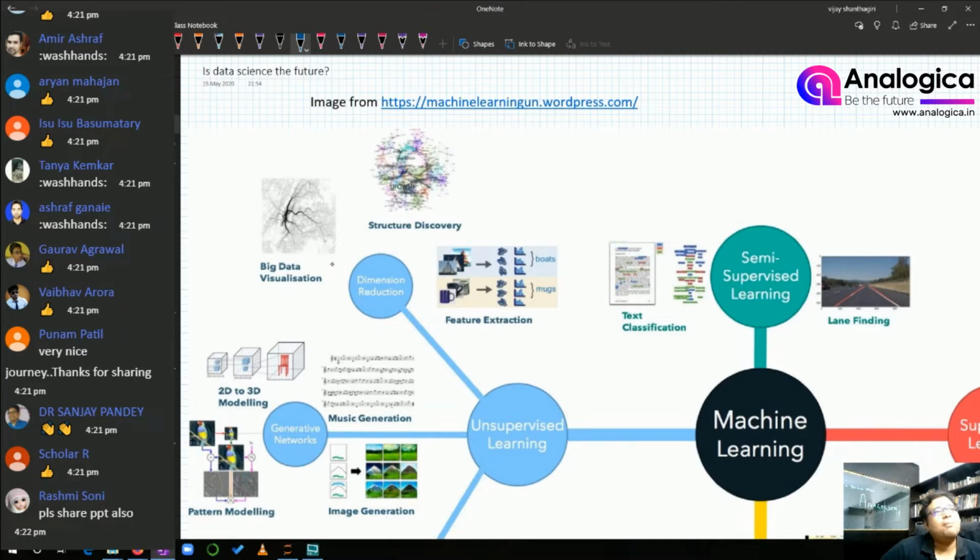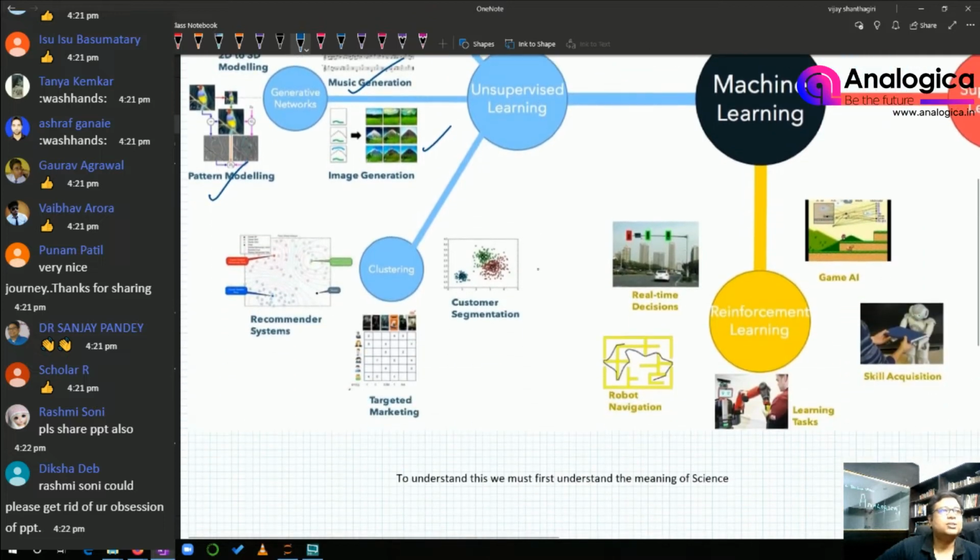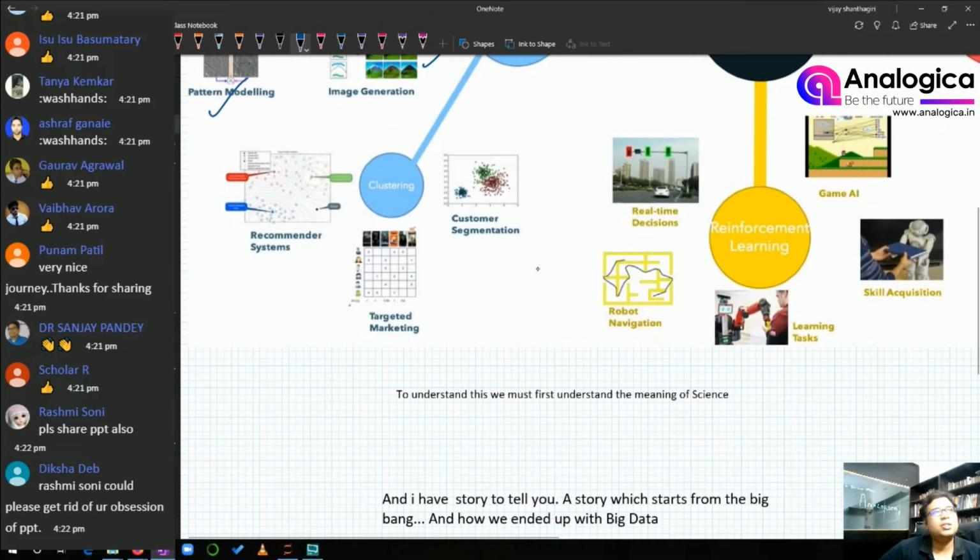Look at this. You've got big data visualization, structure discovery, text classification, and lane finding on the roads. And then we have modeling, 3D and 2D modeling, pattern modeling, music generation, image classification. Look at the fields, right? You've got recommender systems.